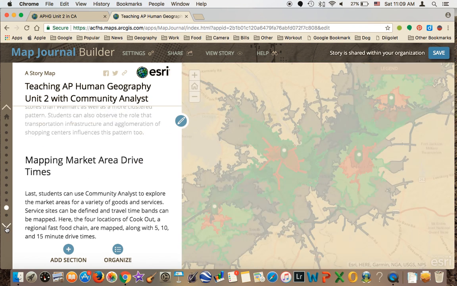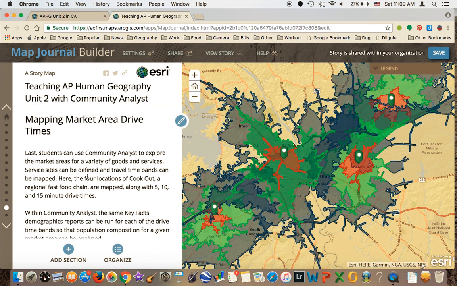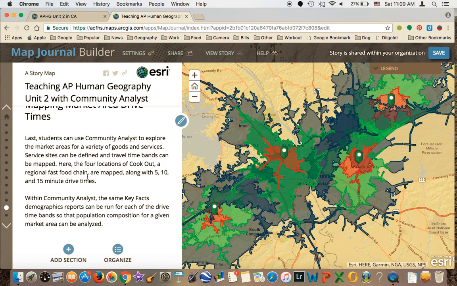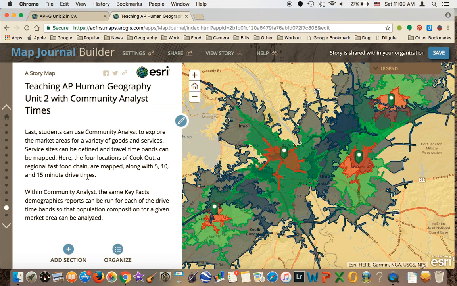One other way we can take a look at these economic processes and how population influences them is through mapping market area drive times. The course articulation does say that students need to be able to analyze market areas as they relate to population distribution. And so Community Analyst allows us to add in sites. So here we have 4 locations of a regional fast food chain, Cookout. Additionally, we've asked Community Analyst to map the 5, 10, and 15-minute drive times from each of these Cookouts.